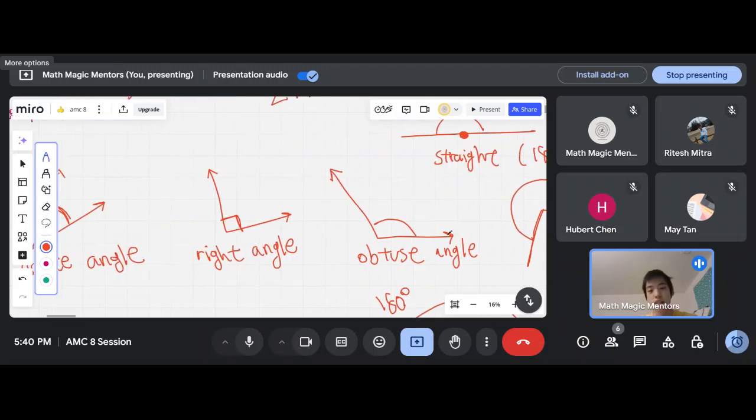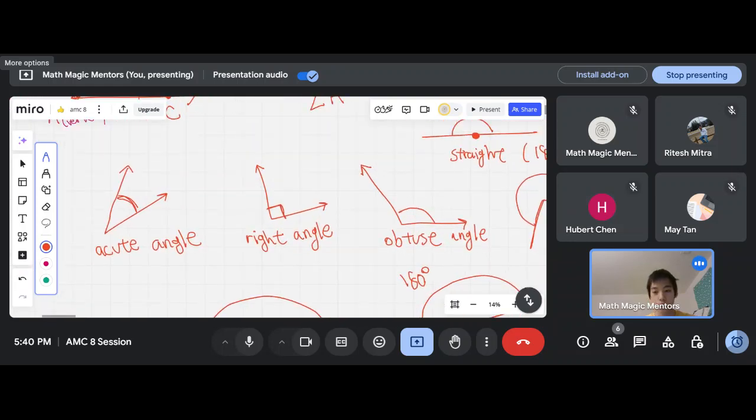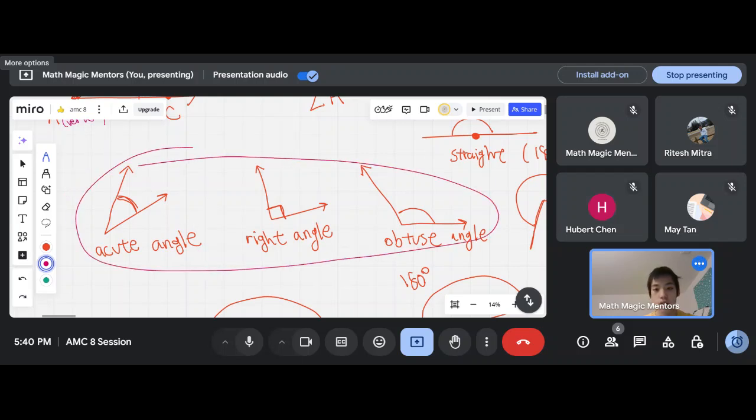And obtuse. Okay, so now the main types of angles that you will see on the AMC8 are these three. So you want to really focus on these three. And so the obtuse angle is defined as, well, let's first define the right angle. And so the right angle is exactly 90 degrees.